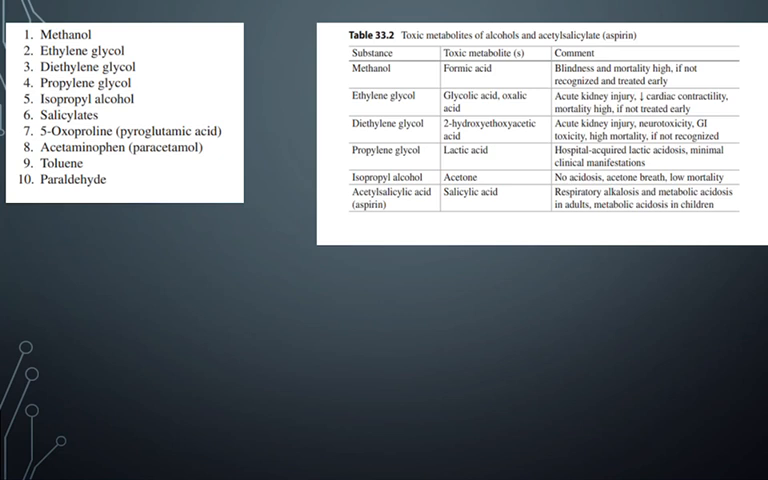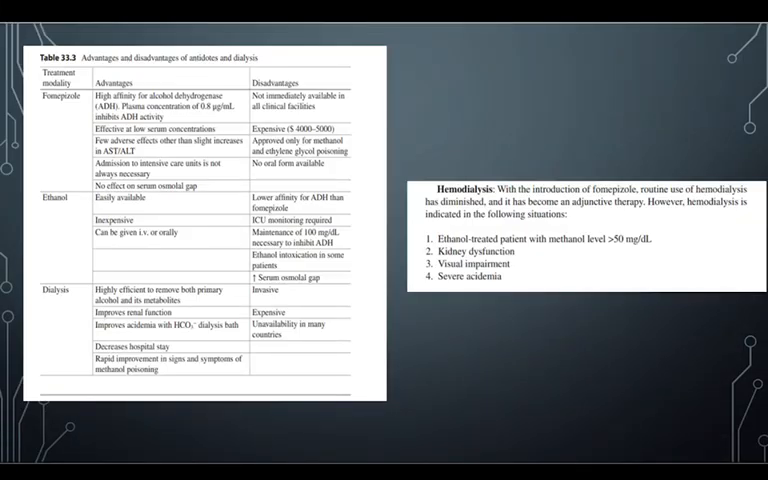Then these are the toxic metabolites with regard to all these substances. Methanol, the toxic metabolite is formic acid. Ethylene glycol, it is glycolic acid. Propylene glycol, it is lactic acid. Isopropyl alcohol, it is acetone. Acetyl salicylic acid is salicylate. Then the antidotes which are available are fomepizole and ethanol. Then of course you have to do dialysis.